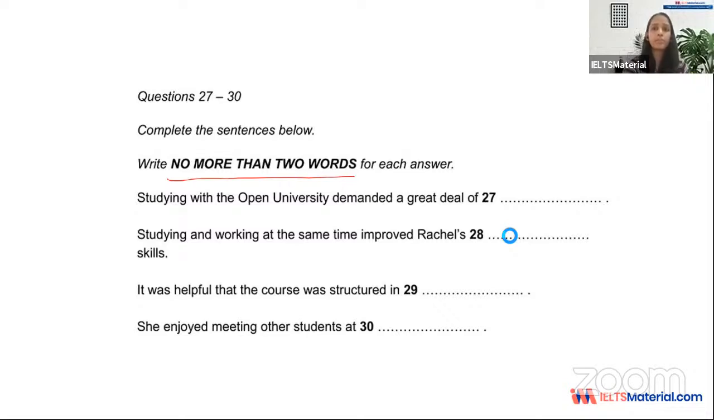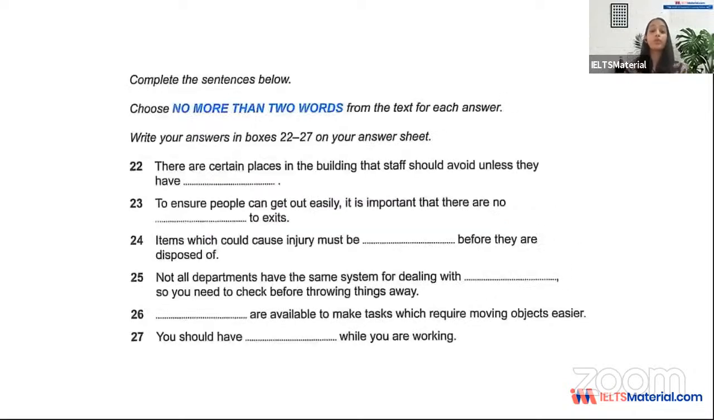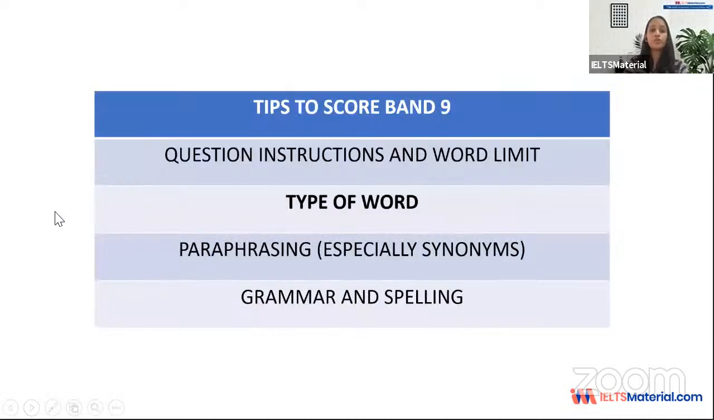Now, what's the next type of question? We also need to keep in mind that they can ask us to write the words only from the passage, only from the text. So again, we will follow the word limit. And notice this, from the text. That means it should be verbatim, exactly from the passage. So this is how your question type looks. We'll keep in mind this particular instruction and the word limit. Now let's head over to our next tip.